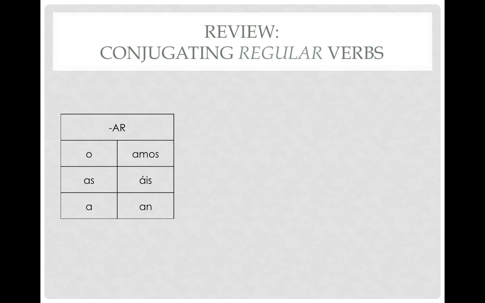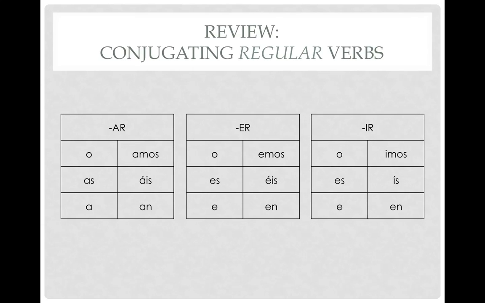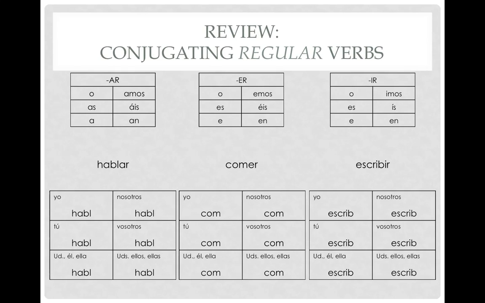There are AR verbs, ER verbs, and IR verbs. For each one of those different types of endings, we have to take those off and add the new endings for each different type of verb. So let's go through a couple of examples to show you what that looks like.